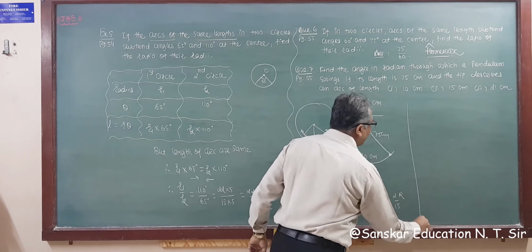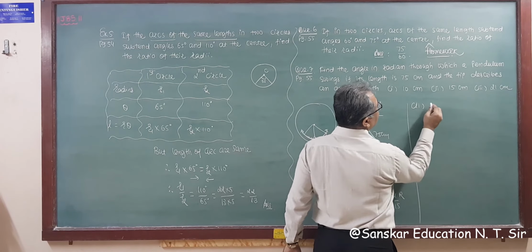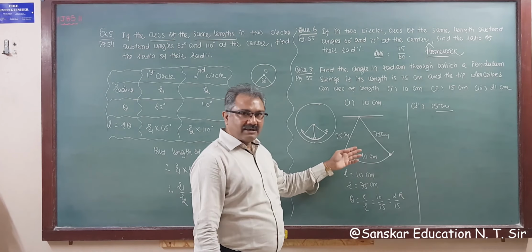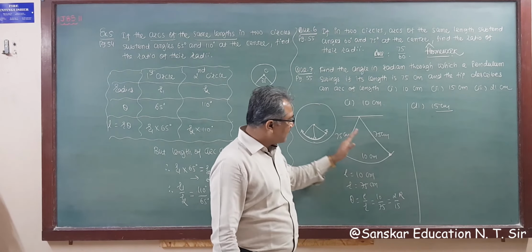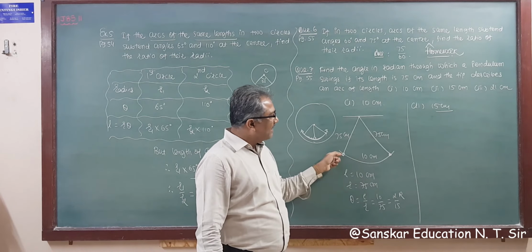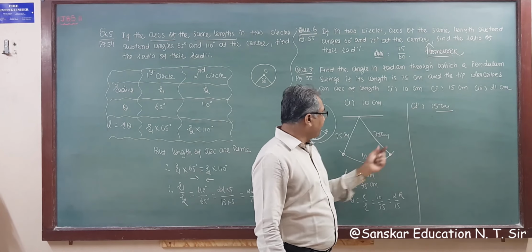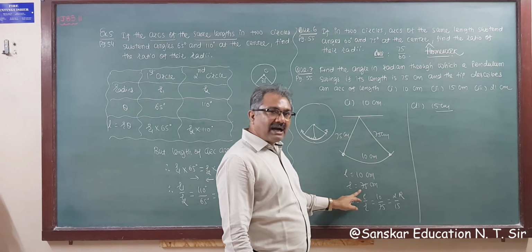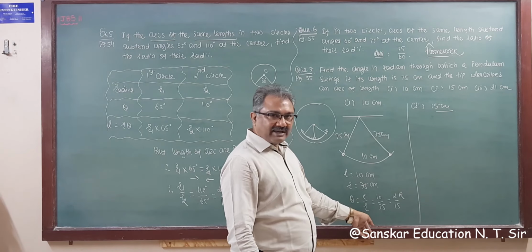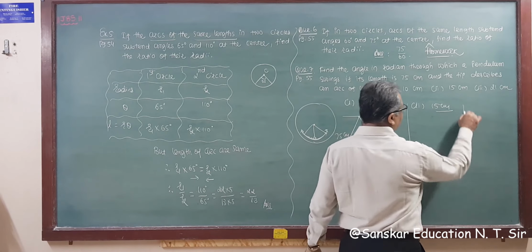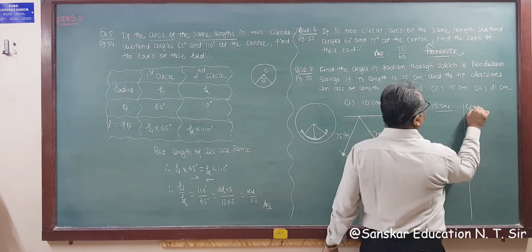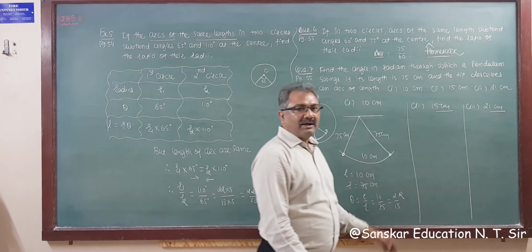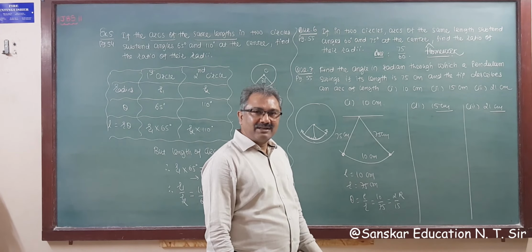Now the second one is 15 centimeter. So draw a figure like this, because the pendulum moves like this. So this is your arc length, and the arc length is given here as 15 centimeter. So L is given as 15 centimeter. The same way you can calculate the angle very easily. And the third is also for you: 21 centimeter. So draw the figure and calculate. You can calculate easily, right?